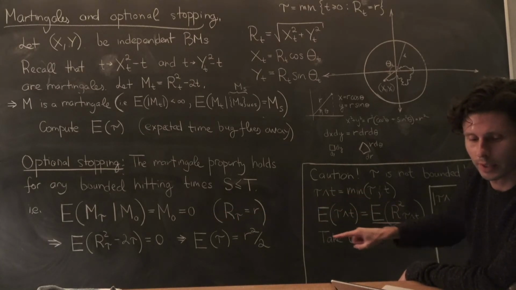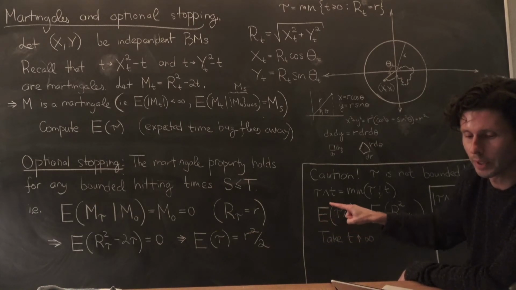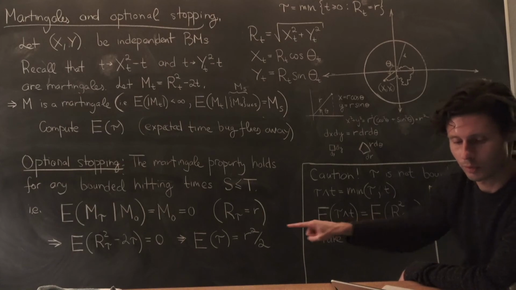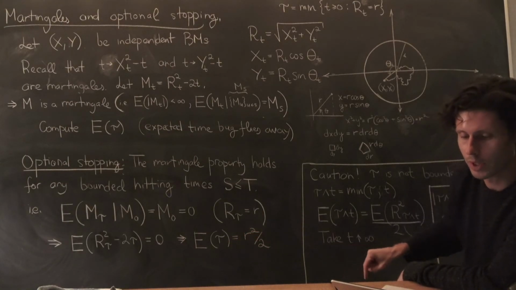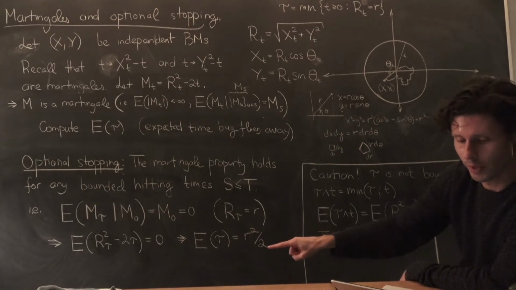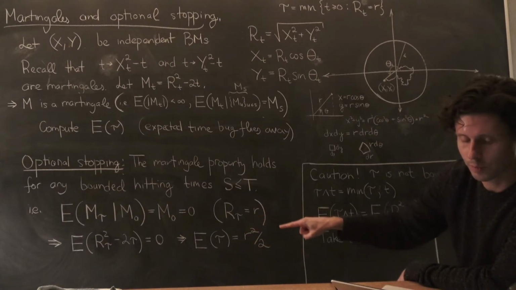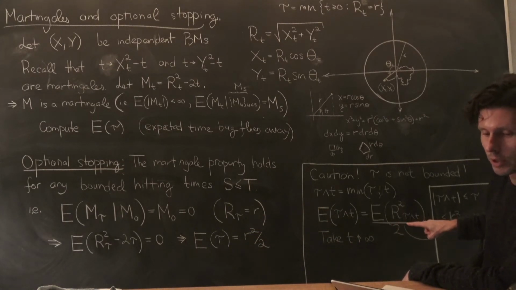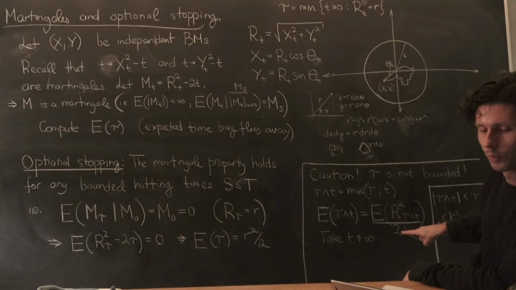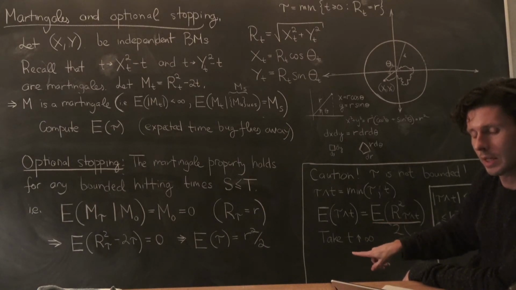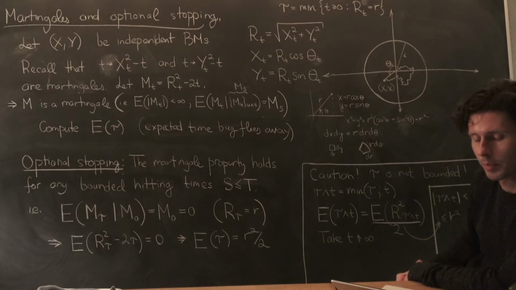And so what I would get out of this formula is one side would be the expected value of the minimum of tau and t. That would correspond to this side of the equation. And the other side would not give me the nice simple expression as here, but it would give me r squared, the minimum of tau and t, divided by 2. And then what I would need to do is take t to infinity, which again must be done fairly carefully.